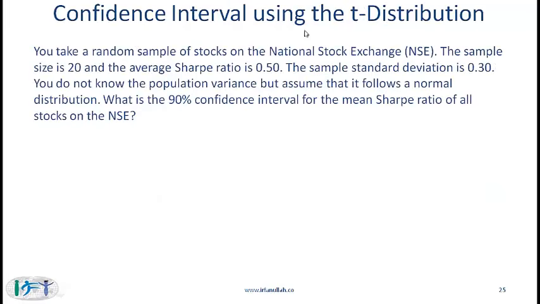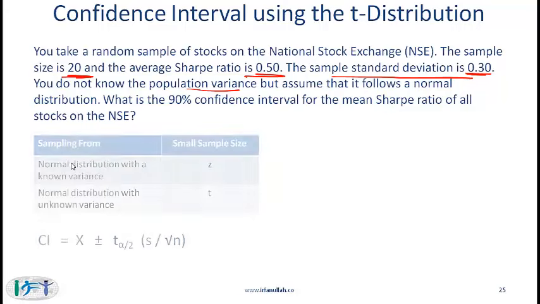Now let's look at a confidence interval using the t distribution. So let's look at an example which is similar to what we saw earlier. You take a random sample of stocks on the National Stock Exchange. The sample size is 20, so now we have a smaller sample size. The average Sharpe ratio is 0.5. The sample standard deviation is 0.3. You do not know the population variance, but assume that it follows a normal distribution. What is the 90% confidence interval for the mean Sharpe ratio of all stocks on the National Stock Exchange?